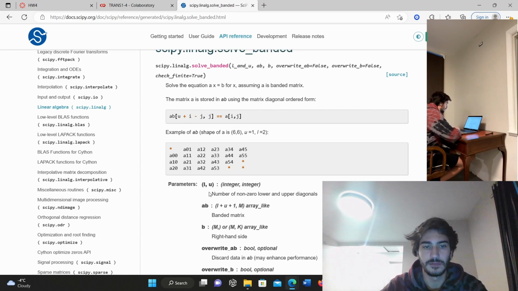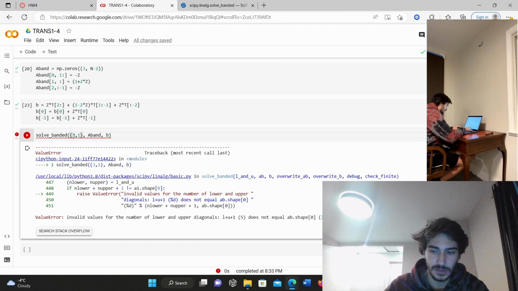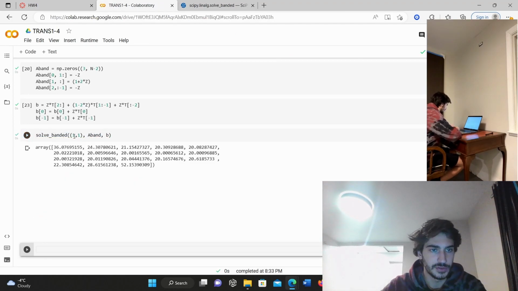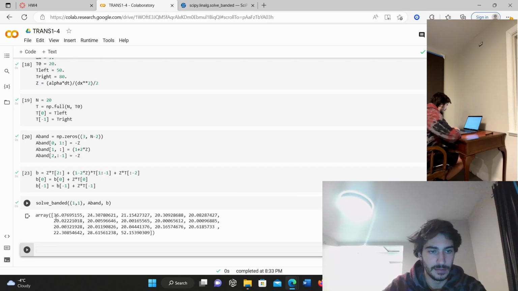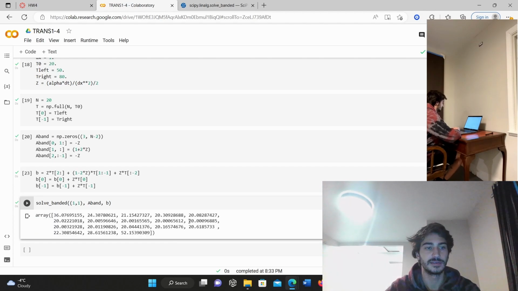Okay, so sorry for the parameters. L and U, the lower and upper, are the number of lower and upper diagonals. So we don't have 3, we just have 1 and 1. Sorry about that. Those are just diagonals, so that should be good. Beautiful. And those are our values. Amazing, this looks great.